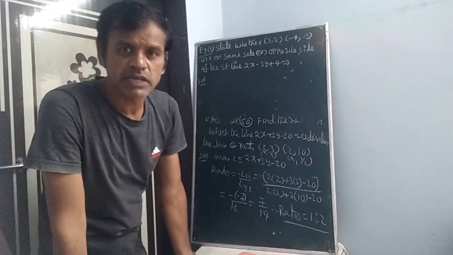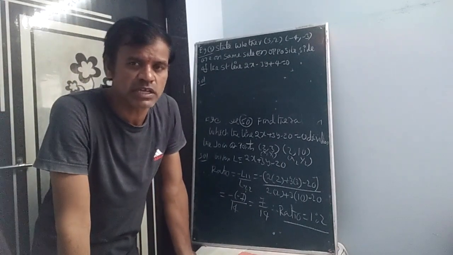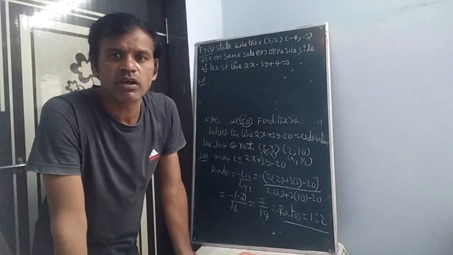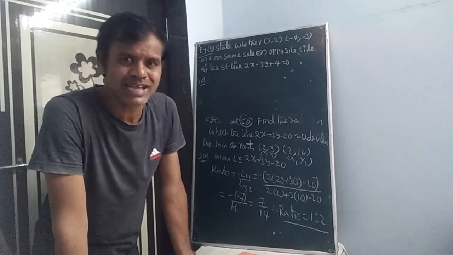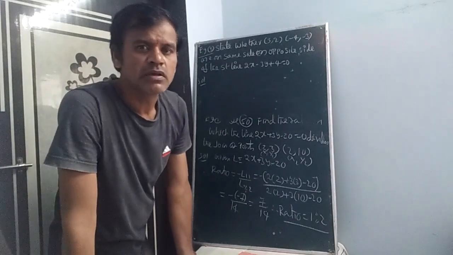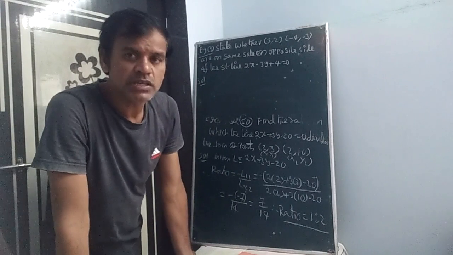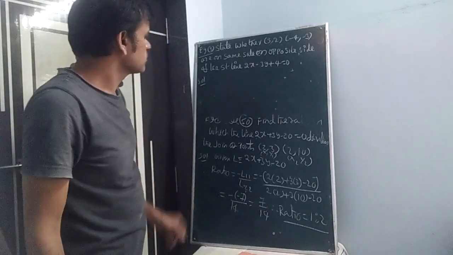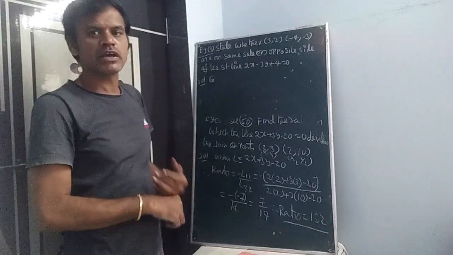What is the formula I said for deciding whether the points are on the opposite side or the same side? You should calculate L11 into L22. If L11 into L22 is less than 0, you can say that it is the opposite side. Less than 0 means opposite sides. If it is greater than 0, you can say that the two points are on the same side. Now let us calculate. Write the given line L.